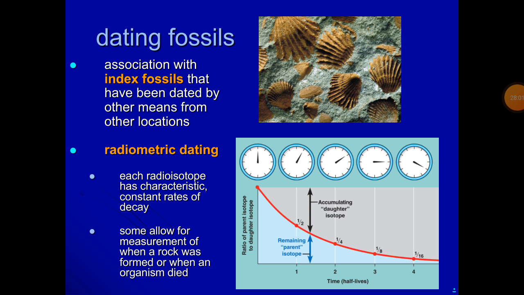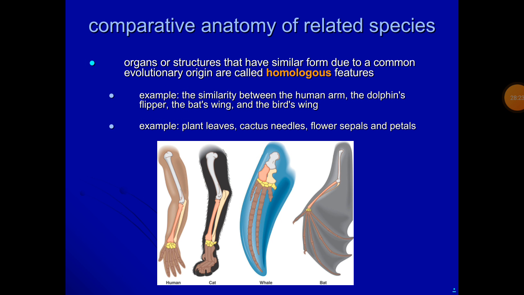Next is dating fossils associated with index fossils that have been dated by other means from other locations. We have radiometric dating. Each radioisotope has a characteristic constant rate of decay. Some allow for measurement of when a rock was formed and when an organism died.